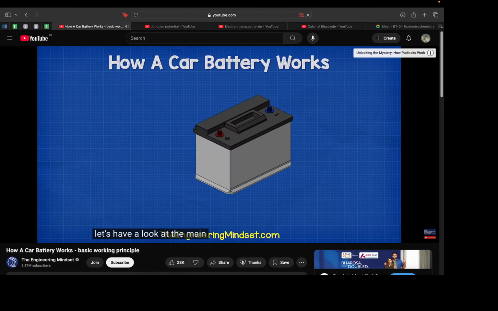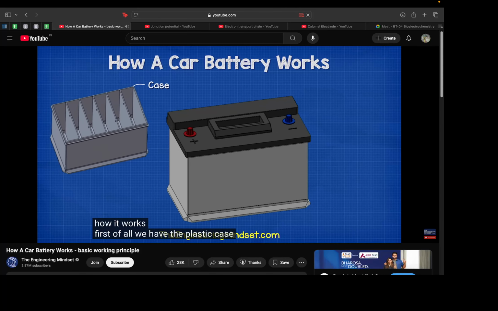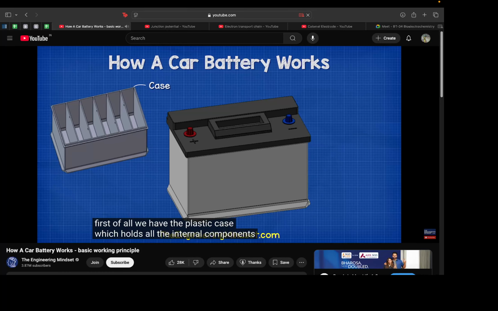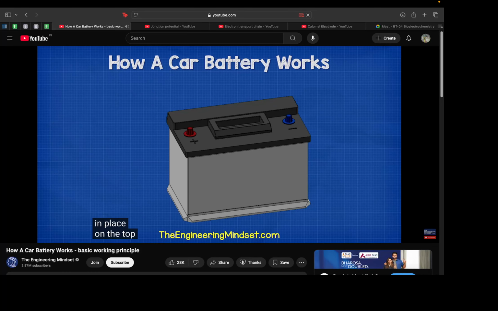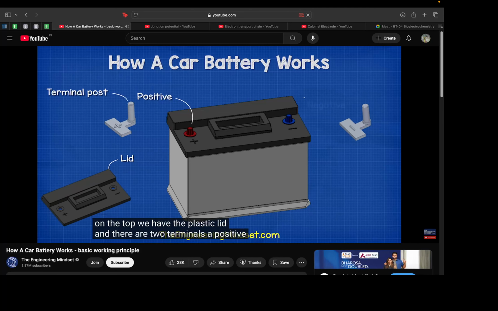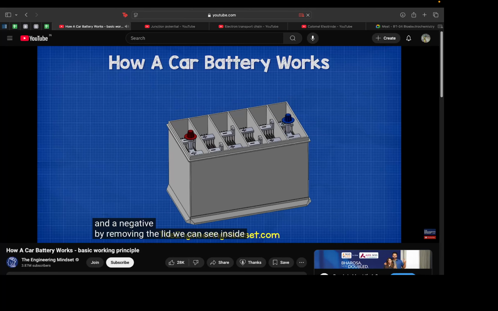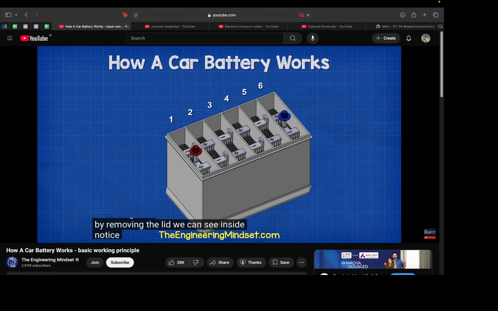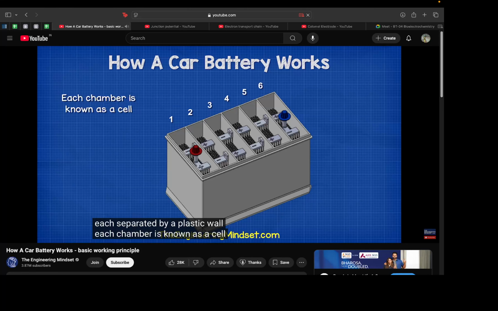Let's have a look at the main parts of a car battery and then we'll understand how it works. First of all, we have the plastic case which holds all the internal components in place. On the top, we have the plastic lid, and there are two terminals, a positive and a negative. By removing the lid, we can see inside. Notice the casing is divided up into 6 separate chambers, each separated by a plastic wall. Each chamber is known as a cell.